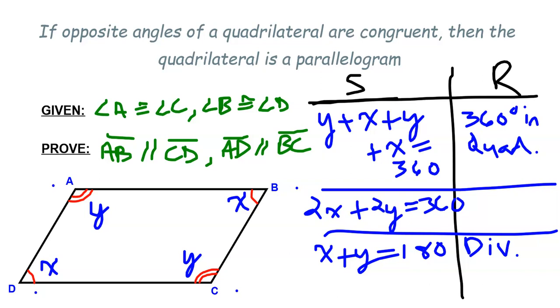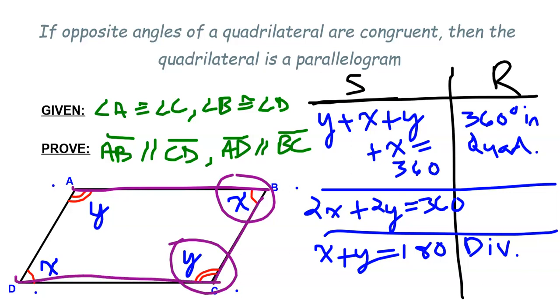Well, now, this is actually everything that we need, because we can look at angles x and y on the right-hand side of this quadrilateral and say, well, angle B and angle C are same side interior angles for lines AB and DC with transversal BC. So what does that mean? AB is parallel to CD because of the same side interior angles theorem.